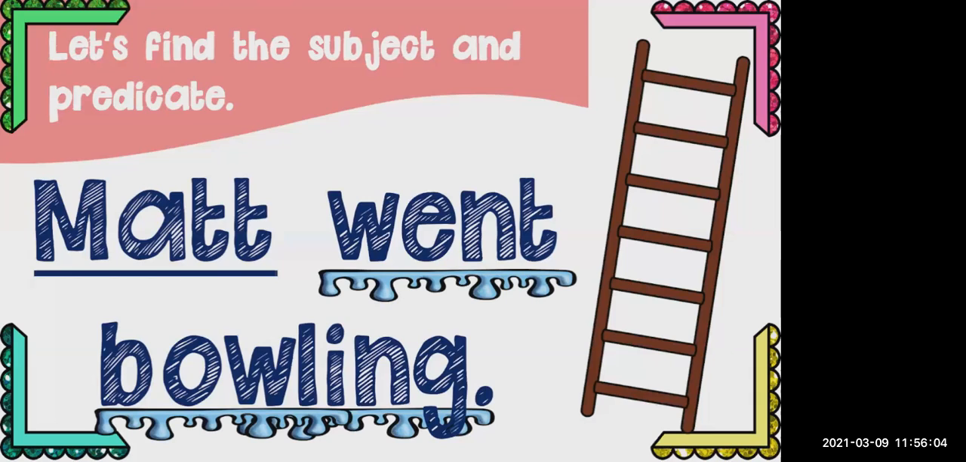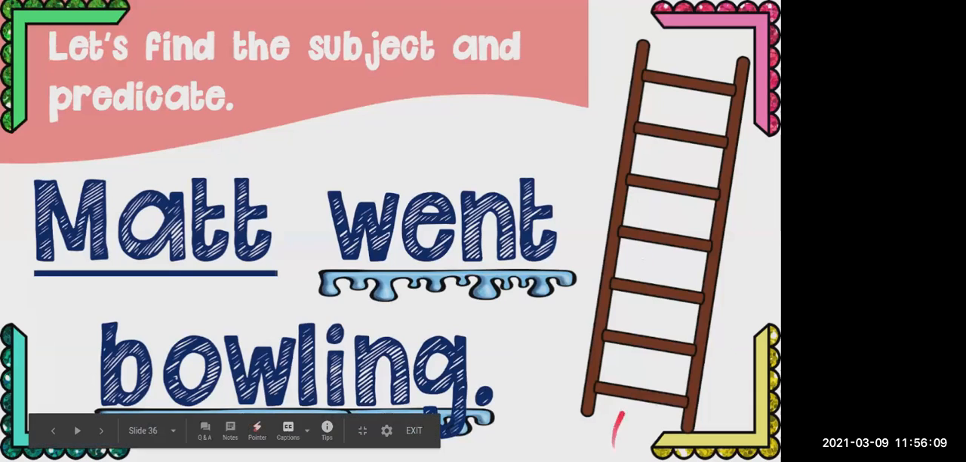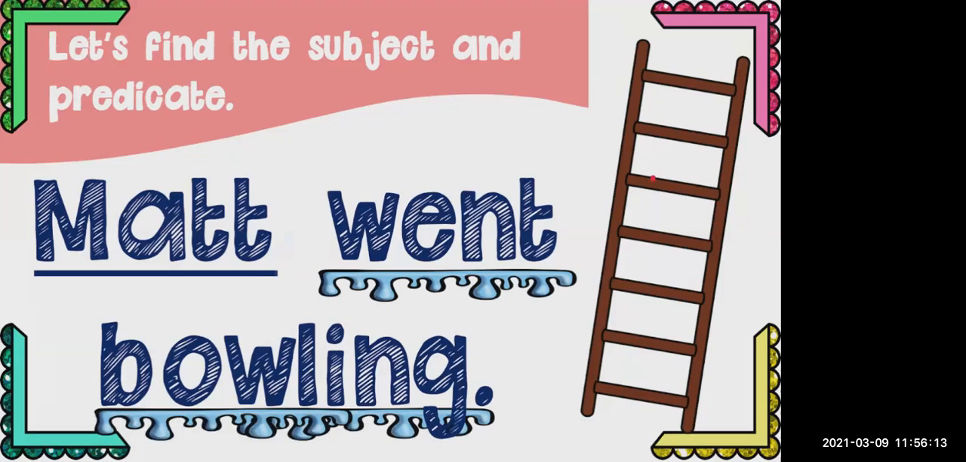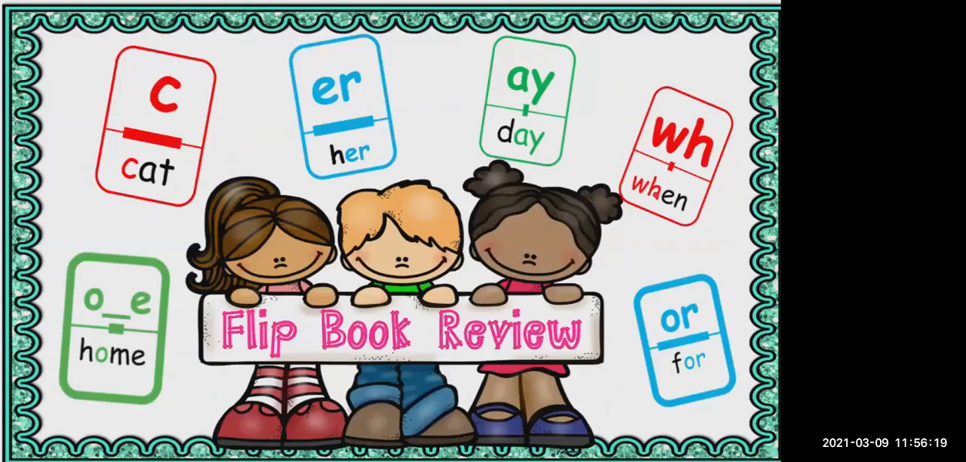So if you guys got all of them right, you should both be all the way up to the fifth step. 1, 2, 3, 4, 5. You should all be all the way up here. Congratulations. All right. So we are going to review some stuff in our flip book.